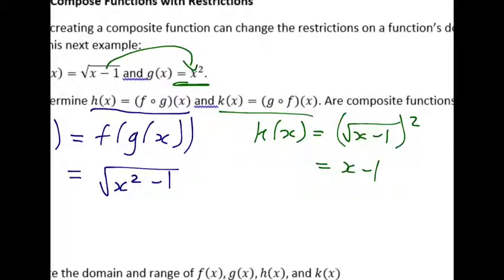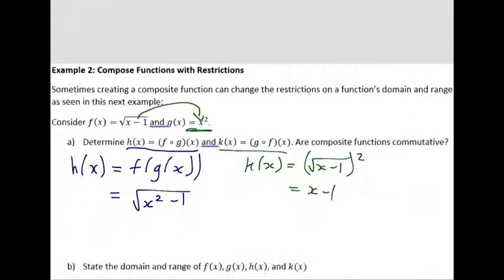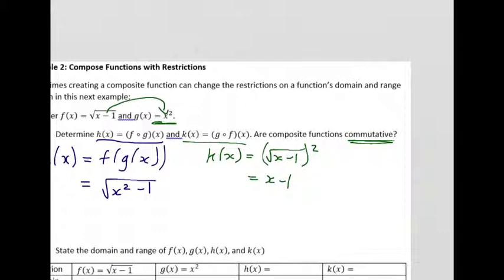Follow? Yeah. This question also asked, are composite functions commutative? Do you know what commutative means? No. Commutative, I'll show you an example of commutation. 3 plus 4 is 7. 4 plus 3 is 7. You can rearrange the numbers in the addition operation, and you get the same answer. Multiplication is also commutative. 3 times 4, 4 times 3, same thing.